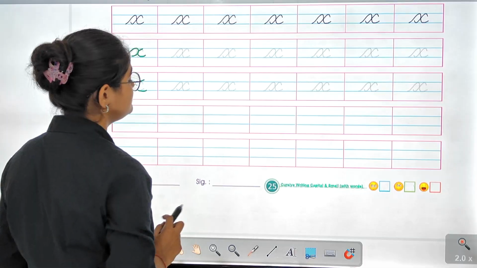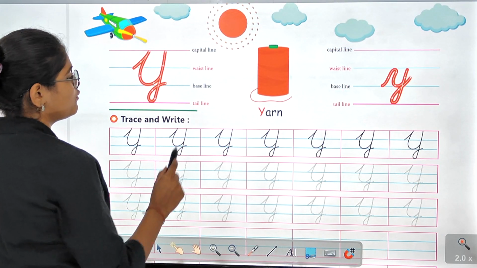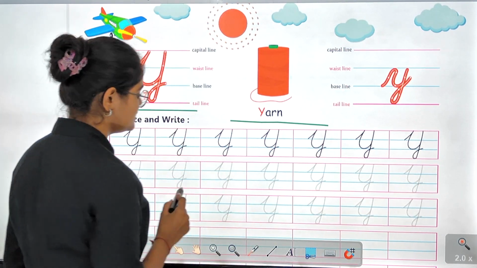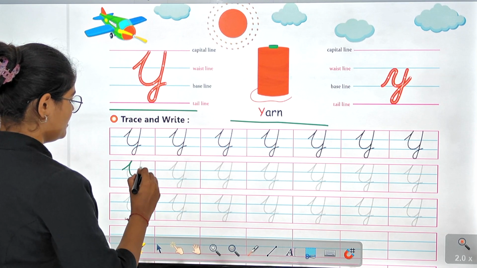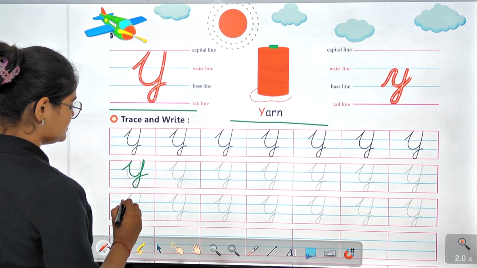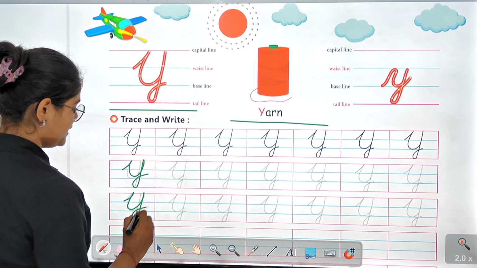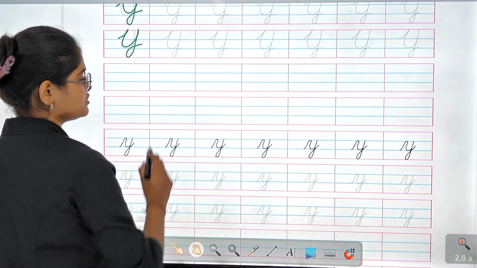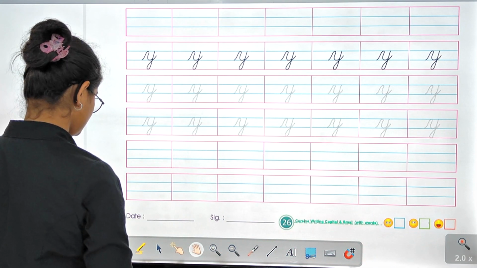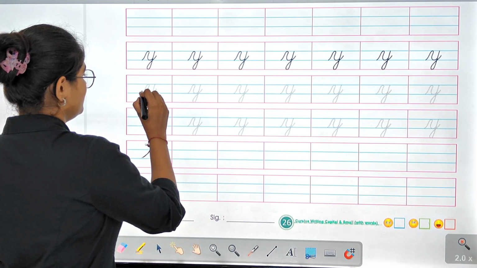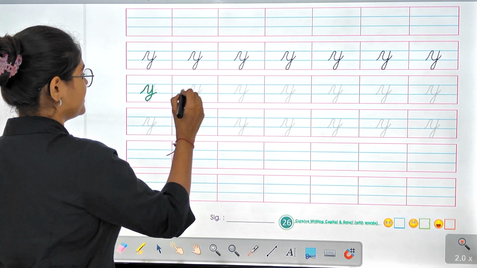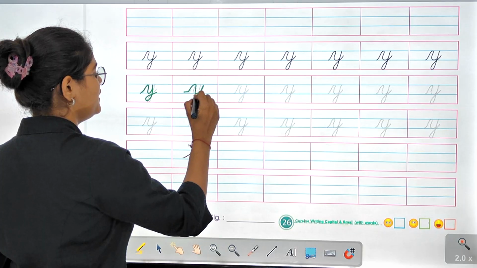Next one. The next is Y for yarn. So let's make Y. Y for yarn. Moving to the small one. Y for yarn.